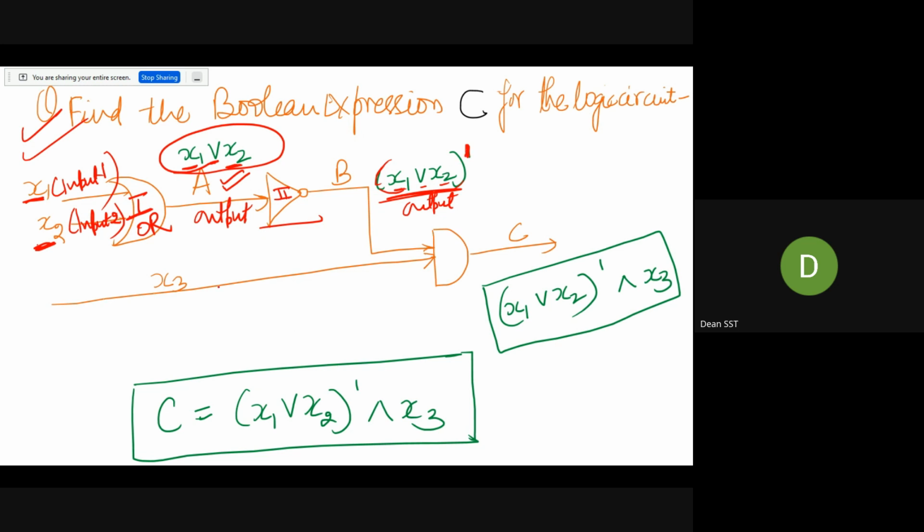Then X3. Which type of gate is this? AND. So this AND X3, what is the output?